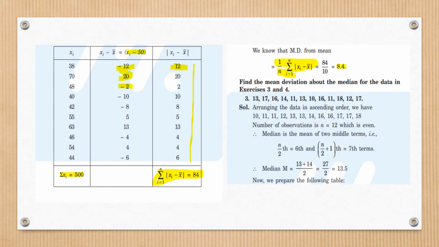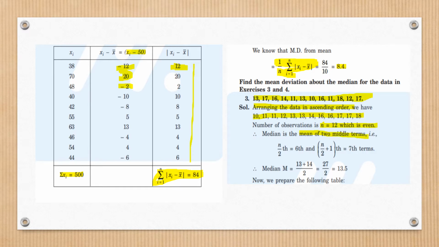Find the mean deviation about median for the data in exercises 3 and 4. So number 3 is some ungrouped observations of data, right? Now first of all, in case of median, we need to arrange the data in ascending order. So this is the data arranged in ascending order. Number of observations is 12, which is even. So median for an even number of terms is given by the mean of the two middle terms, right?